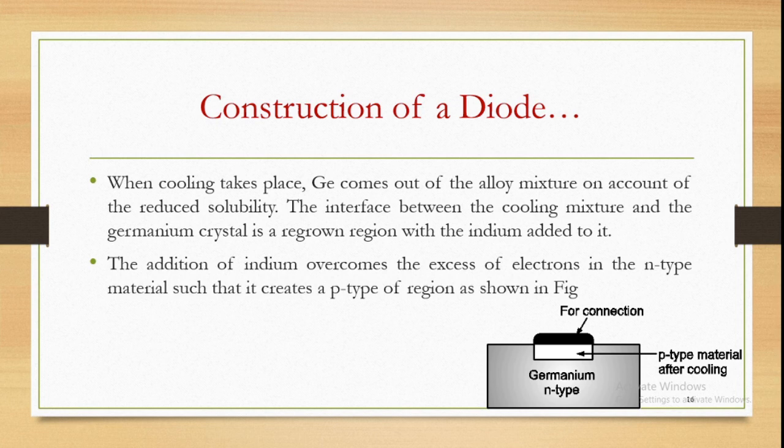So cooling takes place. Germanium comes out of the alloy mixture on account of the reduced solubility. From that, the interface between the cooling mixture and the germanium crystal is a regrown region with the indium added to it. The addition of indium overcomes the excess of electrons in the n-type material such that it creates a p-type region. So we now have p-type material and germanium n-type, which is the main base of the semiconducting material. So we have the formation of a p-n junction using the grown junction technique.